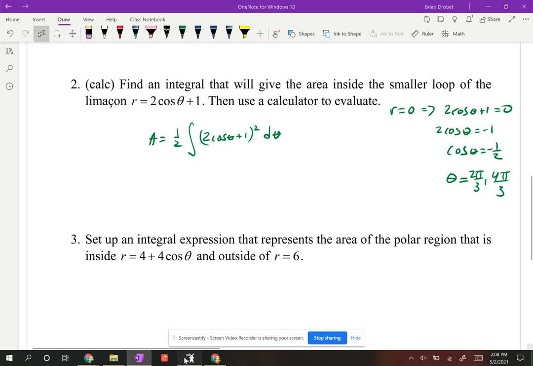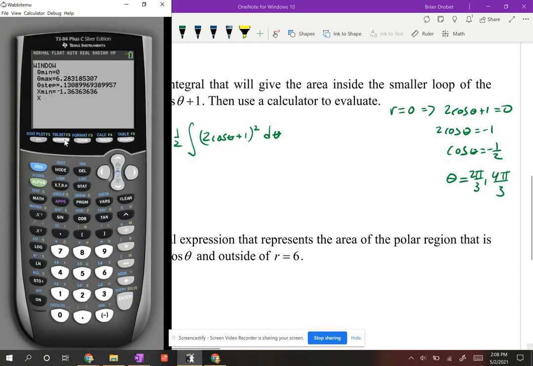Let's go back to the calculator. Let's use those as the window limits on theta. 2 pi over 3, 4 pi over 3. Now, if I did this correctly, we should only see the inner loop. There it is. Those are the limits I want to use on my integral.